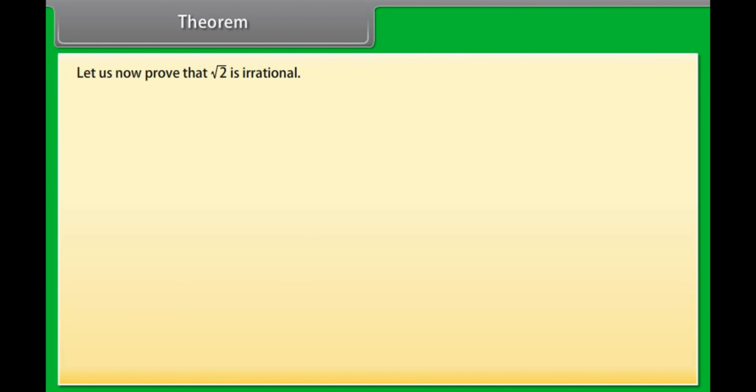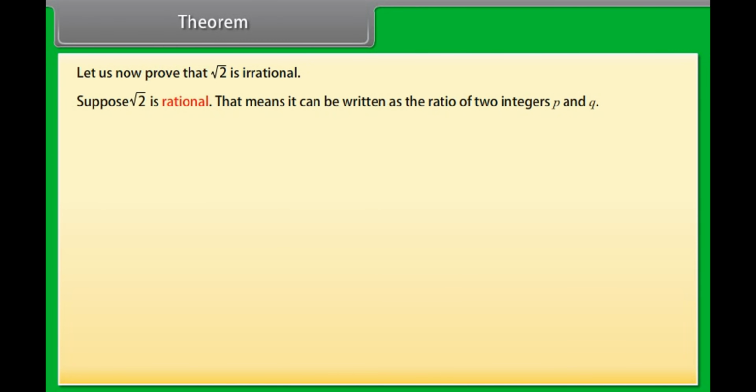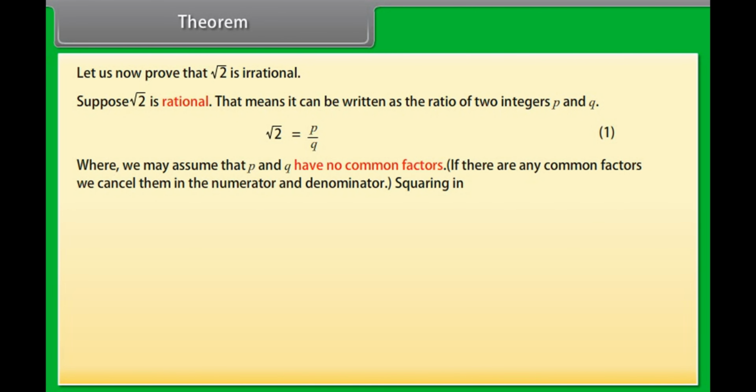Theorem. Let us now prove that square root 2 is irrational. Suppose square root 2 is rational. That means it can be written as the ratio of two integers p and q. Square root 2 is equal to p upon q, which is equation 1, where we may assume that p and q have no common factors. If there are any common factors, we cancel them in the numerator and denominator.